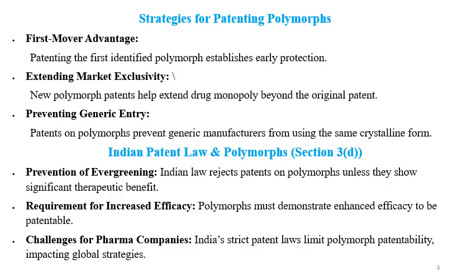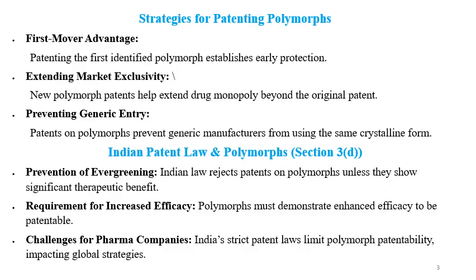Patents on polymorphs prevent generic manufacturers from using the same crystalline form. If there is a patent for the polymorphic form, then generic applicants must use a crystalline form which is not patented, or they can go for the amorphous form, so that the generic product is not infringing the patent of the innovator or the patent of the researcher.